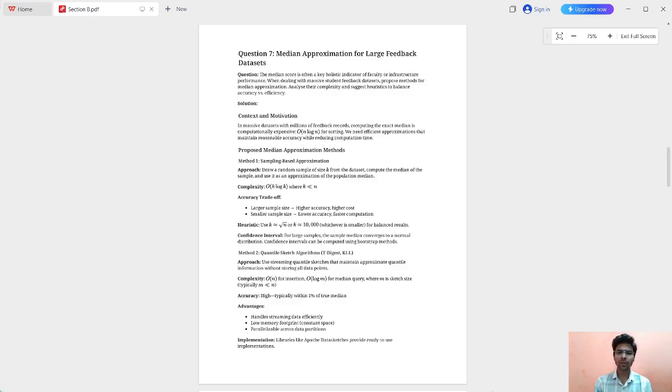Confidence interval for large samples. The sample median converges to a normal distribution. Confidence intervals can be computed using the bootstrap method.